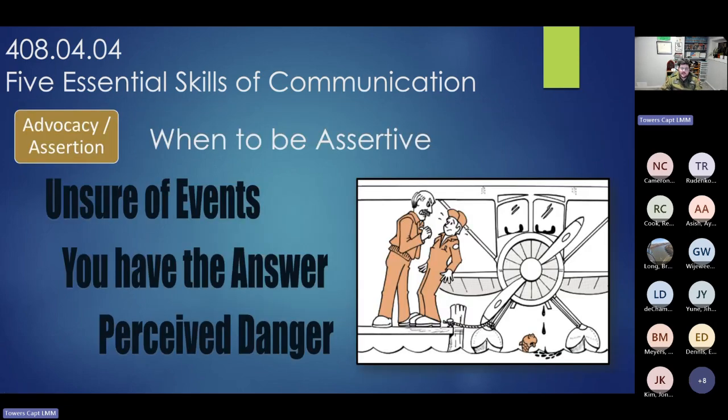Advocacy. Okay. When to be assertive. When do you think it's appropriate to be assertive, and what personal guidelines do you follow? So there are some times when it's essential that we are assertive. When you're unsure of events, whenever something is going on around you that you are unsure of, ask questions. There are many past accidents and incidents when someone felt uneasy about the situation but never said anything.